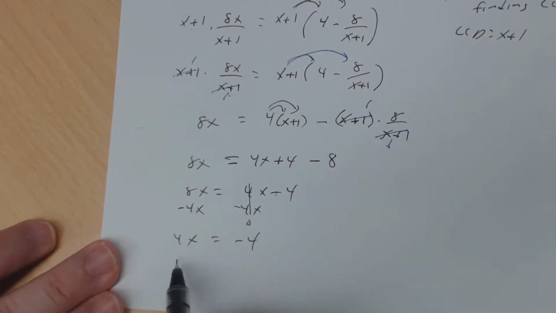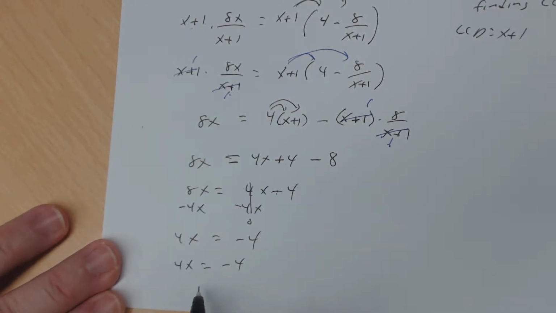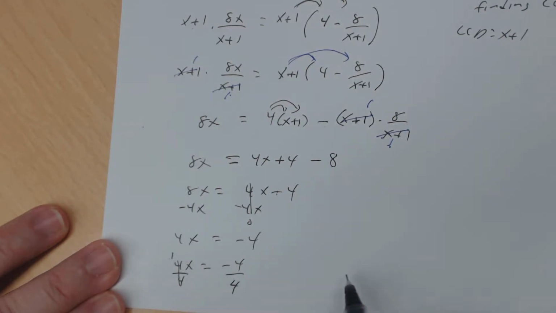And then to get x by itself, remember right now I'm multiplying by a positive 4. The opposite is to divide by a positive 4. So 4 divided by 4 is 1. 1 times x is x. So I get x to be, and then negative 4 divided by 4 is a negative 1.